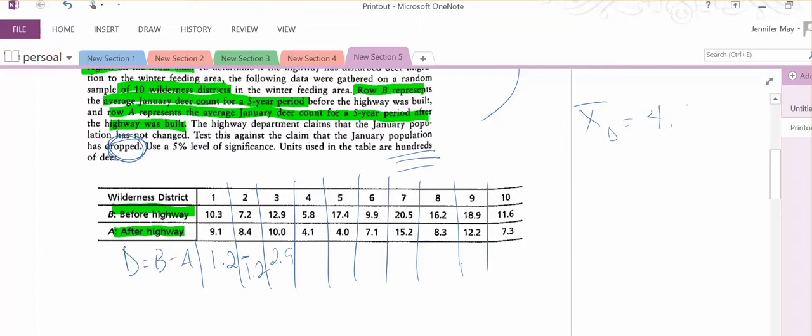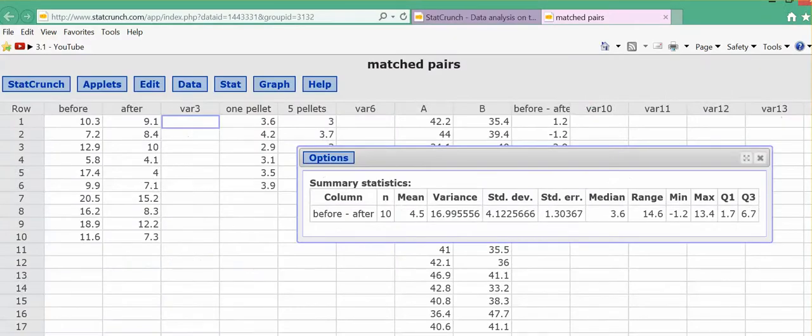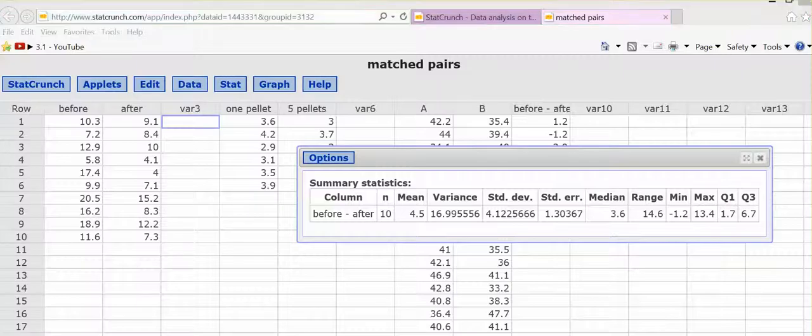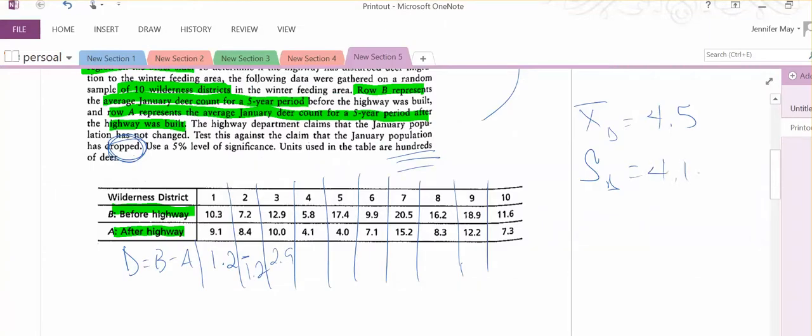So I'm going to come back into my notes and write myself a note that the average difference from the sample is 4.5. The standard deviation from the sample was, what did I say? I already forgot it. I hate when I forget stuff. Don't get old. 4.1226. Is that what I said? Awesome. So, what else do I know in this problem?